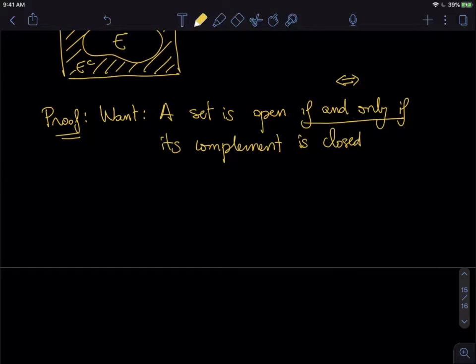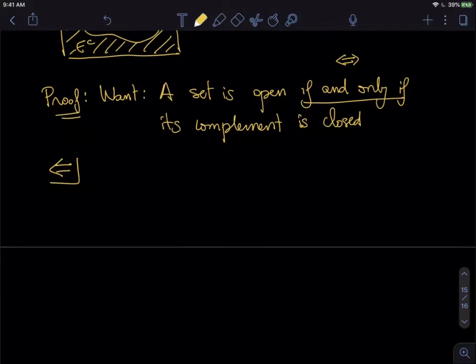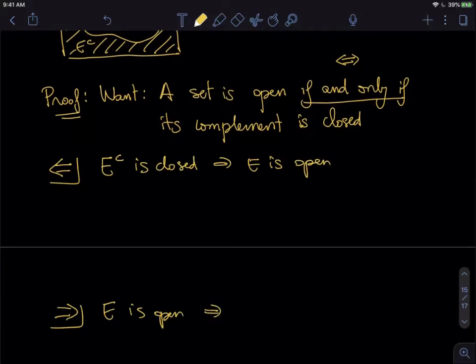So how do we prove this? We need to prove both implications, first from right to left, then from left to right, or the other way around. We are going to do it this way. I'm going to show that if the complement of a set is closed, then the set is open. And then the second implication is that if the set is open, then the complement is closed. Okay, so let's get to it.